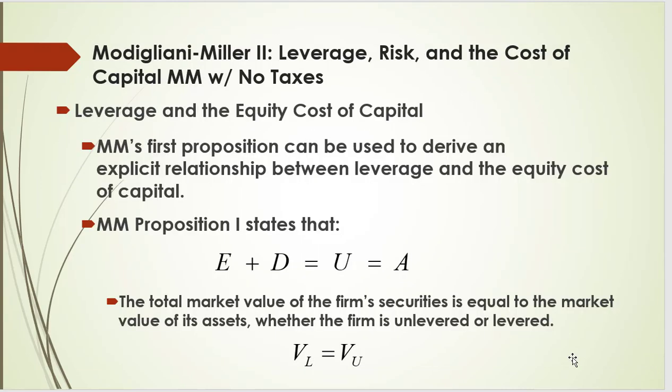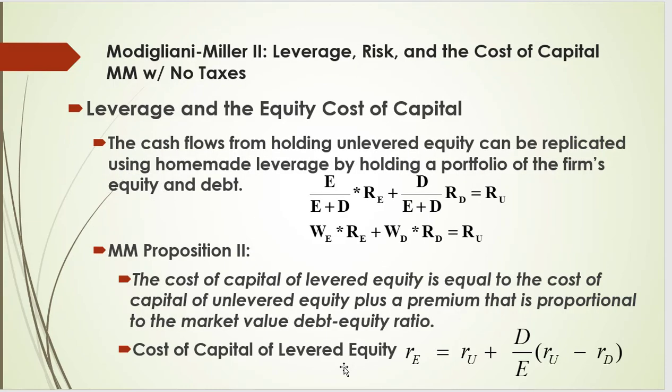Thinking back, Modigliani and Miller's first proposition said that the equity of a company plus the debt of a company, if they're levered, are exactly equal to the value of the company if it is unlevered, which is exactly equal to the assets of the company. A better way to visualize that is that the value of a levered company is exactly equal to the value of an unlevered company. So how does this affect cost of capital?